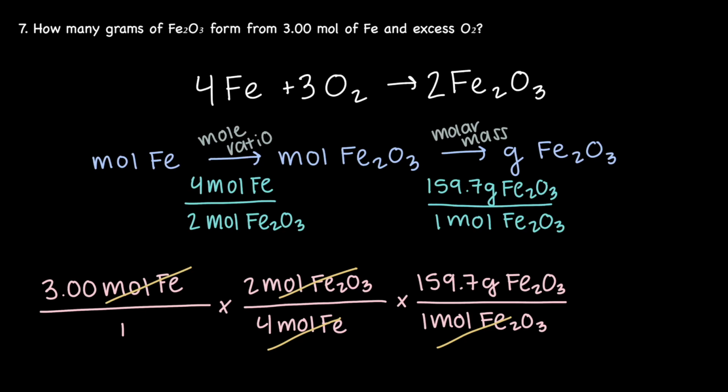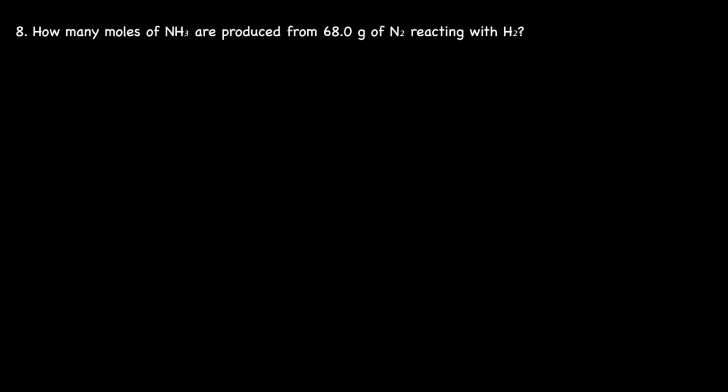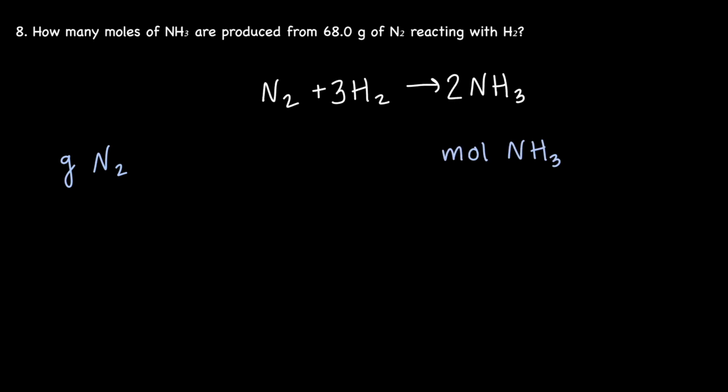Multiplying and dividing the values, we get 240 grams of iron 3 oxide. Number 8. How many moles of NH3 are produced from 68.0 grams of N2 reacting with H2? This problem is a synthesis combination reaction of nitrogen with hydrogen producing ammonia, NH3. We need 3 hydrogens and 2 ammonia to balance the equation. For this unit map, we are starting with 68.0 grams of N2 and ending with moles of NH3.